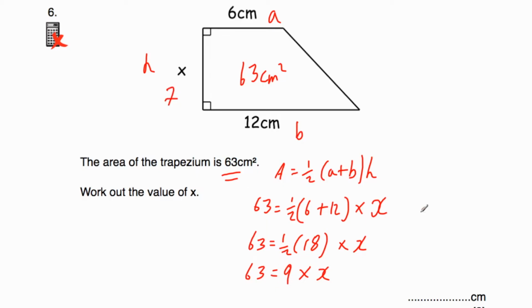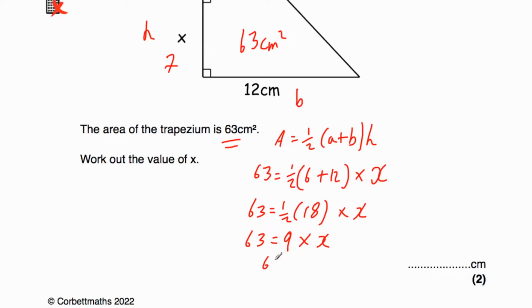So you might be able to work out at this point that this would have to be 7. Alternatively, we could solve this like an equation. We've got 63 is equal to 9x. We don't want this multiplied by 9, so we're going to divide both sides of the equation by 9. So divide by 9 and divide by 9, and we get that 7 is equal to x. So x is equal to 7 centimeters, and that's it.